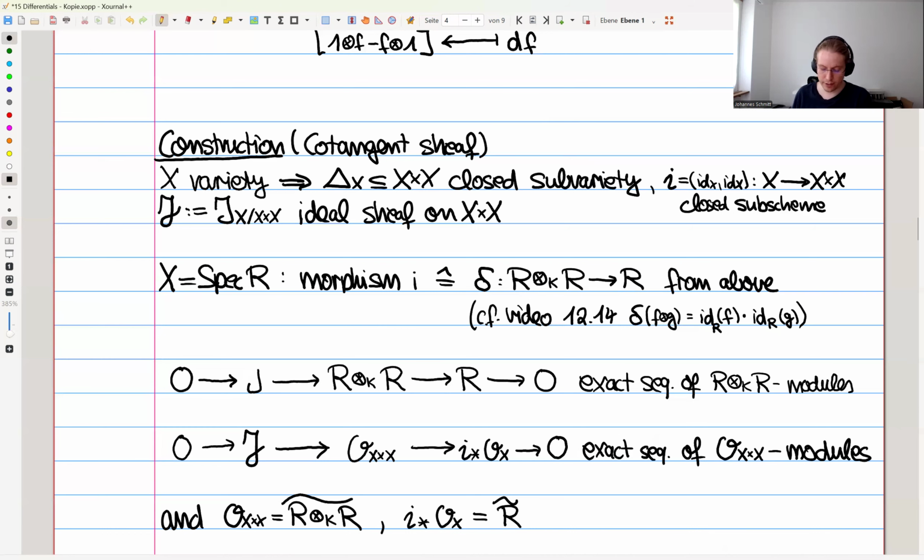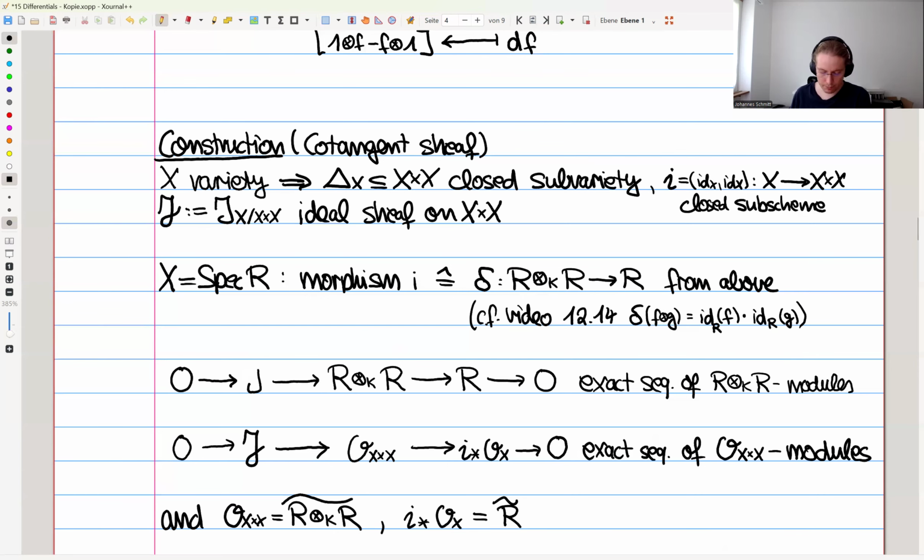And if you want to verify this, you can go all the way back to the video 12.14, where we constructed this identification. Just observe that delta of F tensor G is the identity map that we're interested in here applied to F times the identity map applied to G. Okay, so this is the connection. Somehow the diagonal morphism in these affine charts looks like this.